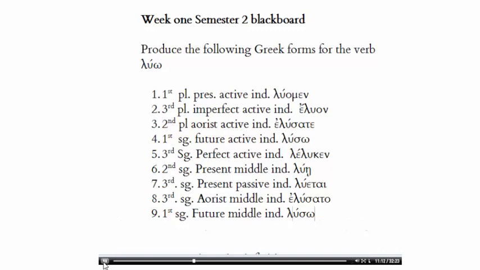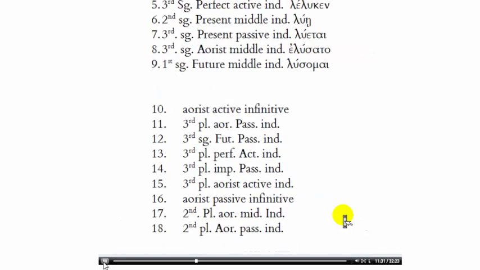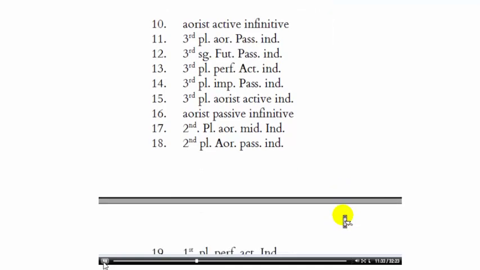We wanted the first singular future middle. That's the first singular future active. Okay, well, future is a primary tense, so we want the mai ending. So lusomai, like that. Okay, great. Now, hopefully those are pretty straightforward to you. All right, and they are going to get a little bit more difficult in the next section here. Let's just take a look at those.